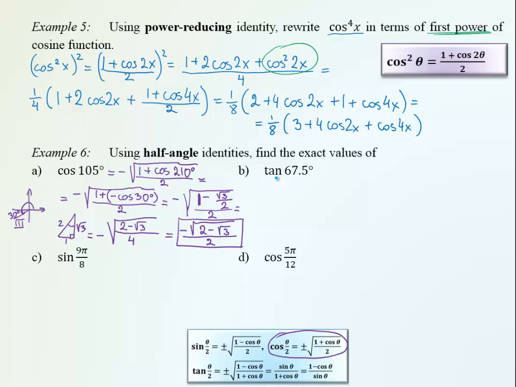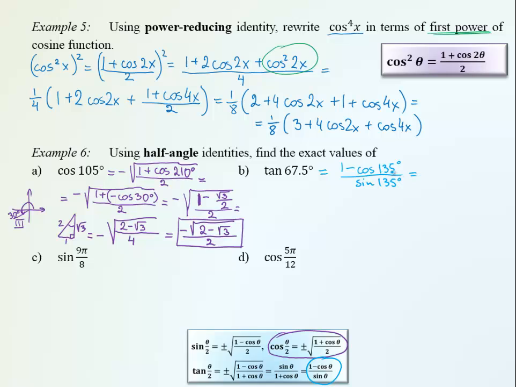Okay, let's see the second case. We need to calculate tangent of 67.5. Since this angle is in the first quadrant, tangent is positive, so we use one of the formulas that refer to tangent of half angle. I would suggest to use the last one because it seems to be the simplest. Therefore, we have 1 minus cosine of double of this angle, which is 135, over sine of 135.